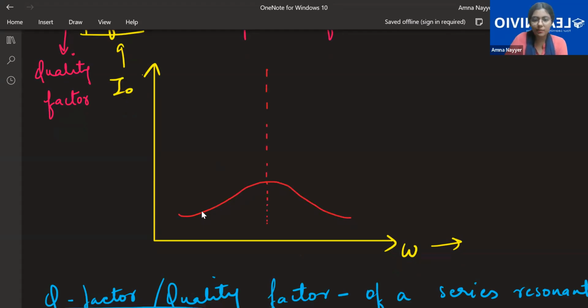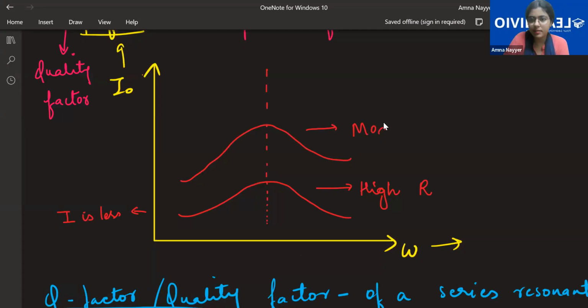For this one, it will give me a very high value of resistance, because current is less here initially. I is less, so the resonance will be less sharp. If I take a value here, this will be moderate resistance.